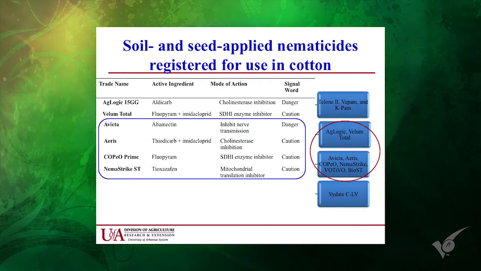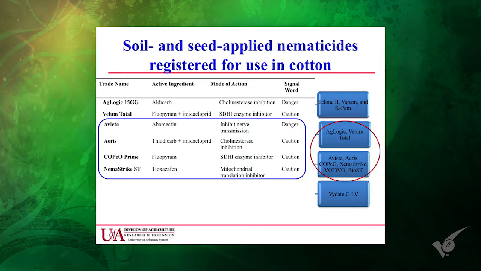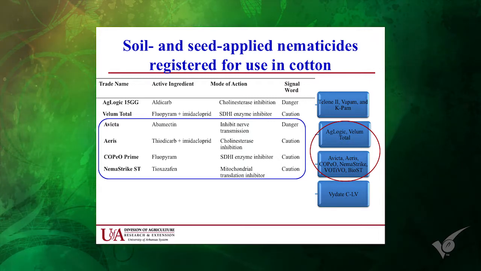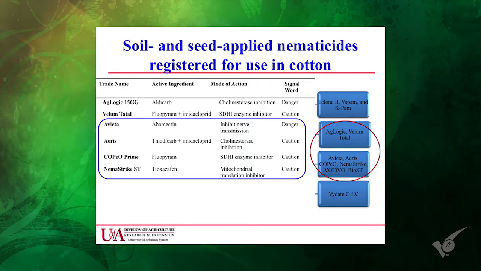So here are the nematicides that are registered for use in cotton. They're divided into fumigants and non-fumigants. So fumigants with Telone, Vapam, K-Pam. Again, all of these nematicides only provide 1 year protection. They do not provide subsequent years. Then the non-fumigants, I've got them divided into soil applied, and you have things like Velum Total and AgLogic. Seed applied, which is really becoming more and more. It's kind of interesting working in nematology, how many of these we have to look at. And of course, foliar with Vydate is often used with one of the soil applied or other products.